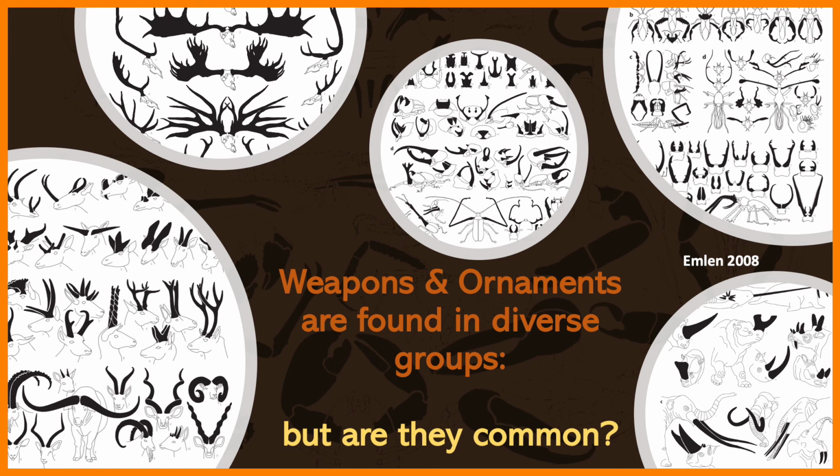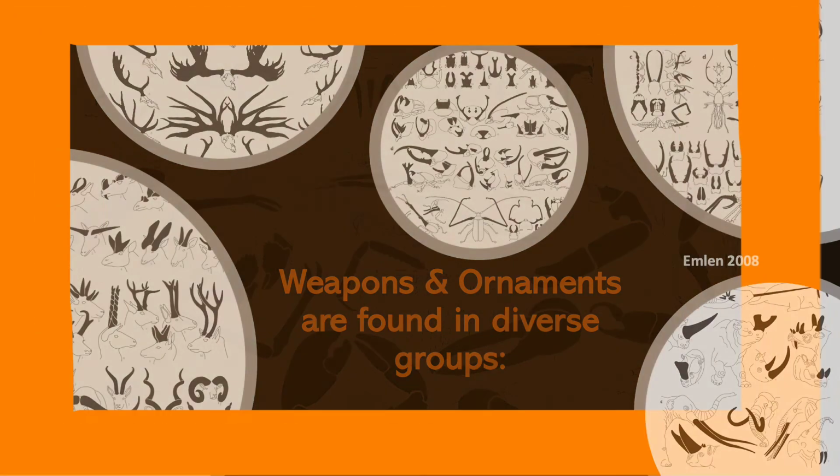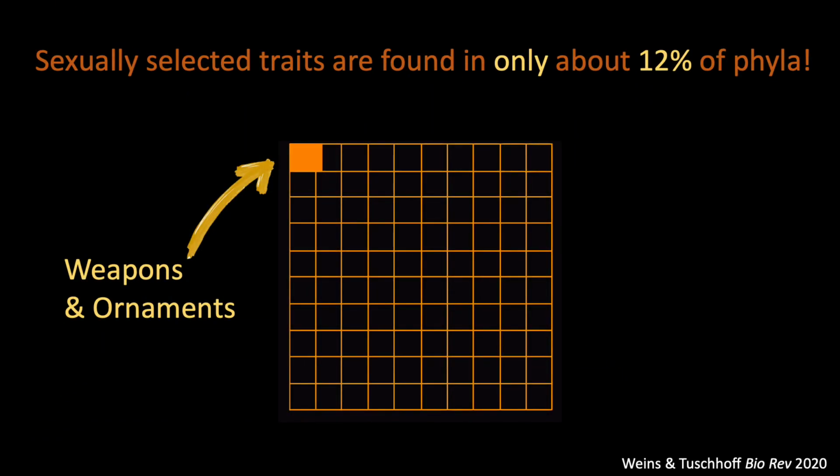In fact, these structures may be prevalent in certain groups not because they are costly, but because certain phyla have found metabolically cheap avenues to sustain them. We know weapons, for example, are found in diverse groups, but at a broad phylogenetic level, how common are weapons and ornaments in nature? In fact, weapons and ornaments, as we define them, are found in less than 12% of phyla.